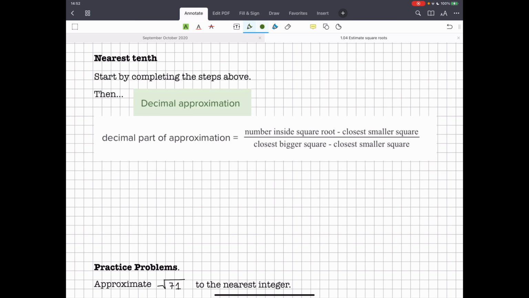In this example, we're now going to approximate the square root of 40 to the nearest tenth. We already said that it was about 6 when we approximated it to the nearest integer. So these next steps here will help get us that decimal part. To find the decimal, we're going to use this little formula for the approximation of it. We start with the number that is inside the square root, which in this case is 40. And we're going to subtract from it the closest square to 40. We said that that was 36.